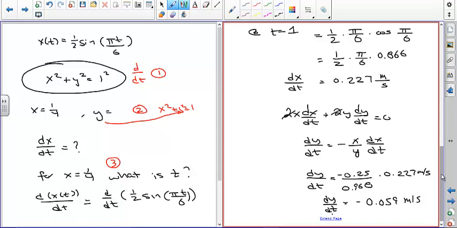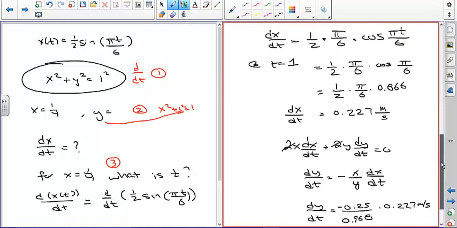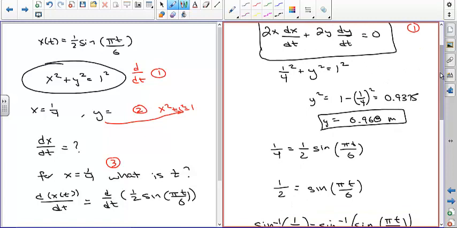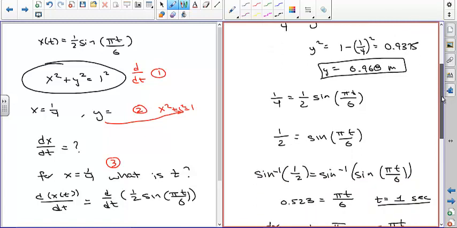Okay. I'm not sure if that's correct, so we'll go through the procedure and you can tell me if I made a mistake. So let's go back up here. We use the Pythagorean theorem to solve for y when x equals 1/4. Then figure out what time t is so that x equals 1/4. So x = 1/4 is equal to 1/2 sine of pi t over 6. When you divide by a half, same as multiplying by 2, so that becomes 1/2 is the sine of pi t over 6. And then you take the inverse sine of both sides using radians.